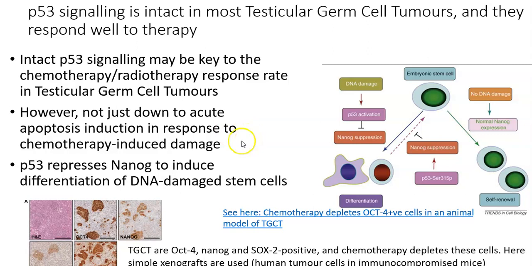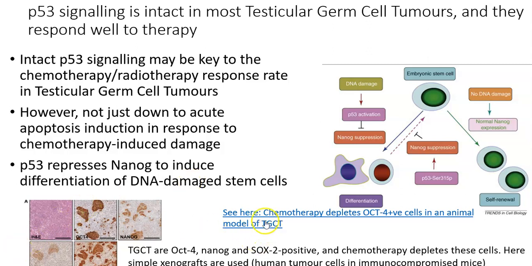What we think is happening here is you induce some DNA damage with chemotherapy. That will activate p53. p53 will repress NANOG, and then we'll get differentiation of cells into proliferative cells, and then when they try to undergo the next cell cycle, that DNA damage will be recognised, and then they will undergo apoptosis because it will be recognised that they've got DNA damage.